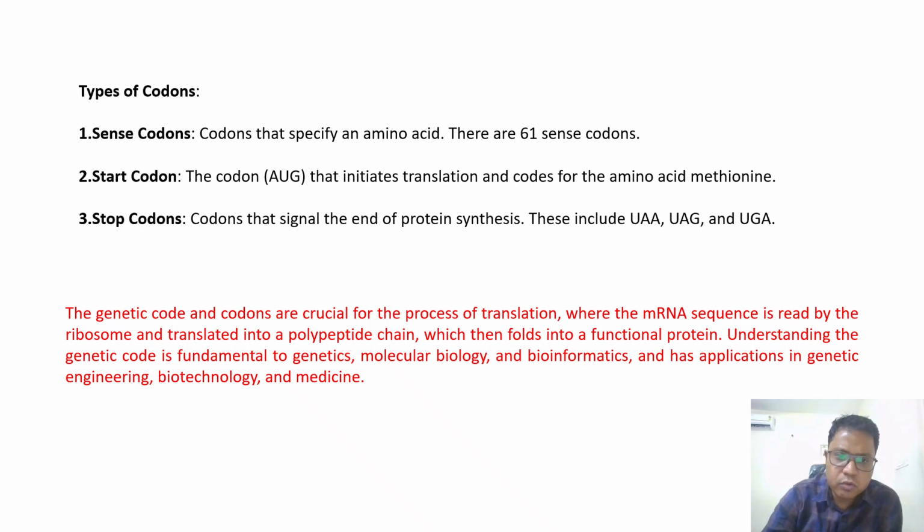The genetic code and codons are crucial for the process of translation, where the mRNA sequence is read by the ribosome and translated into a polypeptide chain, which then folds into functional protein. Understanding the genetic code is fundamental to genetics, molecular biology, and bioinformatics, and has application in genetic engineering, biotechnology, and medicines.